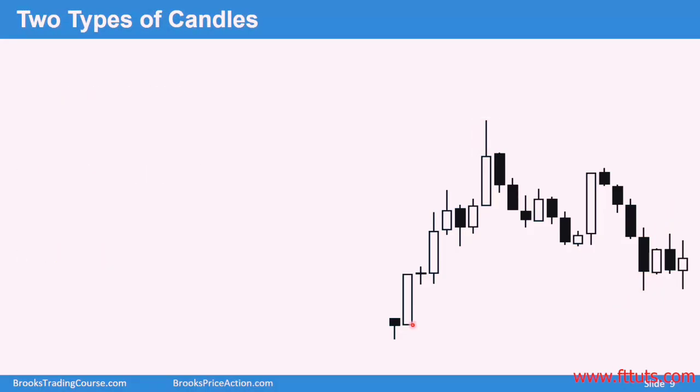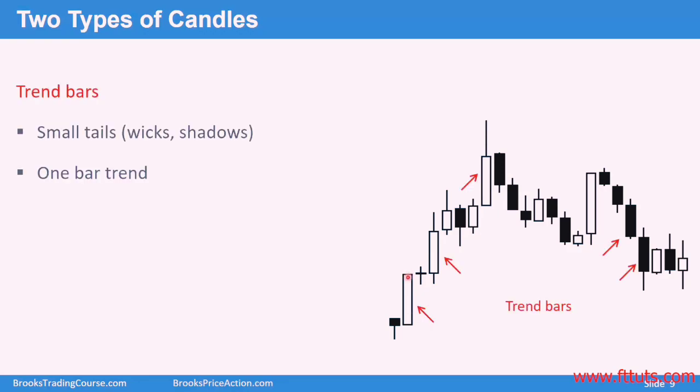A bar where there is either a big white box or a big black box is a trend bar. It occurs more commonly in trends. And I call it a trend bar because it's a one bar trend. So the market is trending up for this one bar. Open near its low, close near its high.